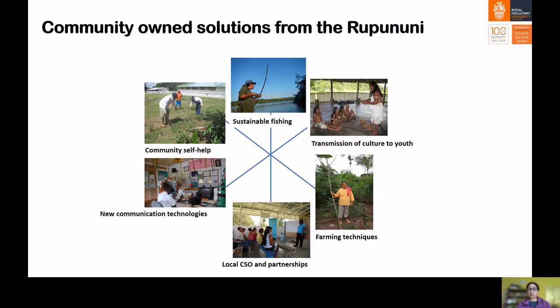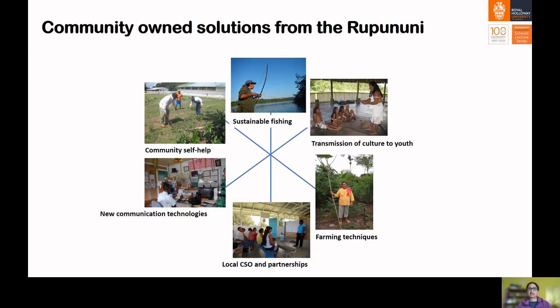You have the farming that I already talked about, and the farming techniques. They have lots of different types of farming techniques, depending on the soils, depending on the variety of cassava and the different types of crops that they grow, depending on the climate. So again, farming techniques are very important, and they're always low impact, maintaining areas for wildlife. So it's not having a huge impact on the ecosystem.